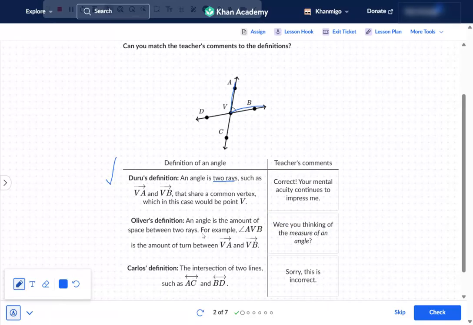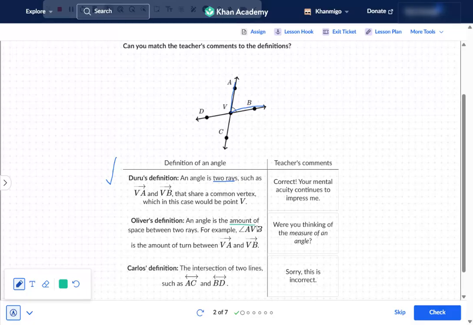Let's see Oliver's definition. So it seems like we're defining an angle, maybe. An angle is the amount of space between two rays. For example, angle AVB, okay, so same angle, is the amount of turn between VA and VB. What were you thinking of, the measure of an angle? Oh, yeah. So I guess that is talking about the measure. I guess that matches.